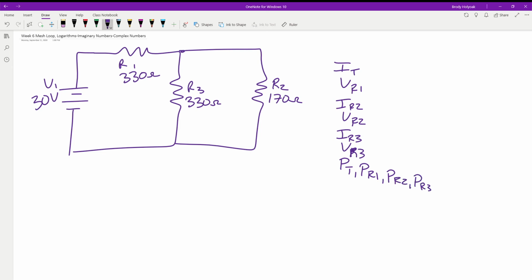A lot of the same information that we're solving for every circuit that we work on. All right, give everybody a chance to write that down.